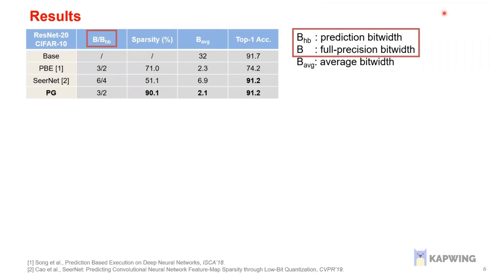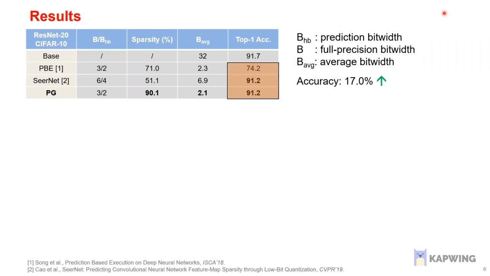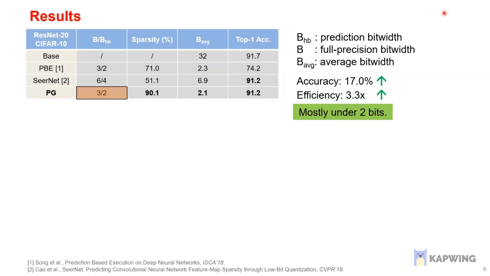Here, we show the results of precision gating. B_PG is the number of bits we use in the prediction phase, and B is the full precision bit width. B average is the average bit width. It reflects the compute cost. On CIFAR-10, we find that precision gating is at most 17% more accurate than the prior work, and it improves the compute efficiency by up to 3.3x. Surprisingly, precision gating is computing mostly under 2 bits on CIFAR-10.